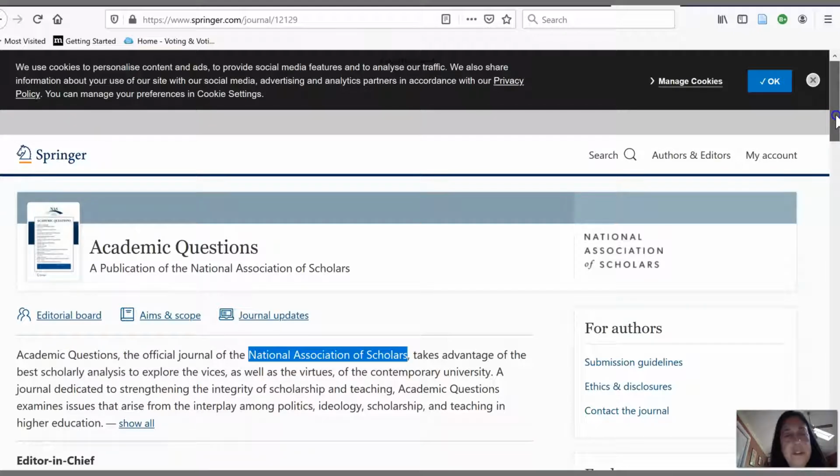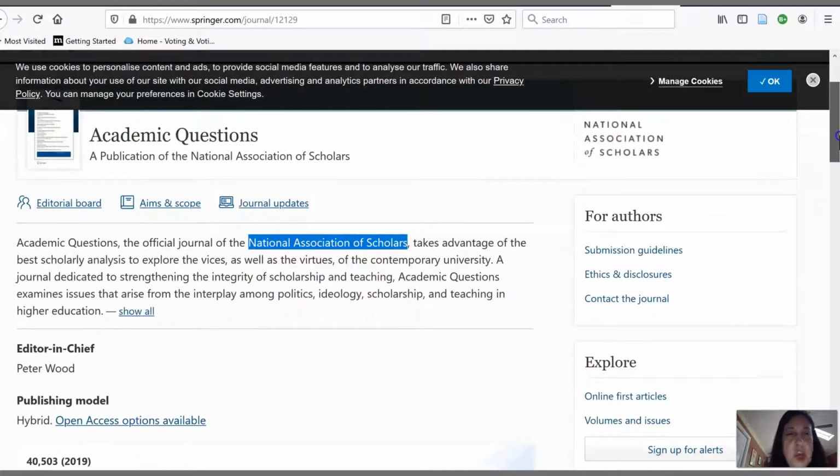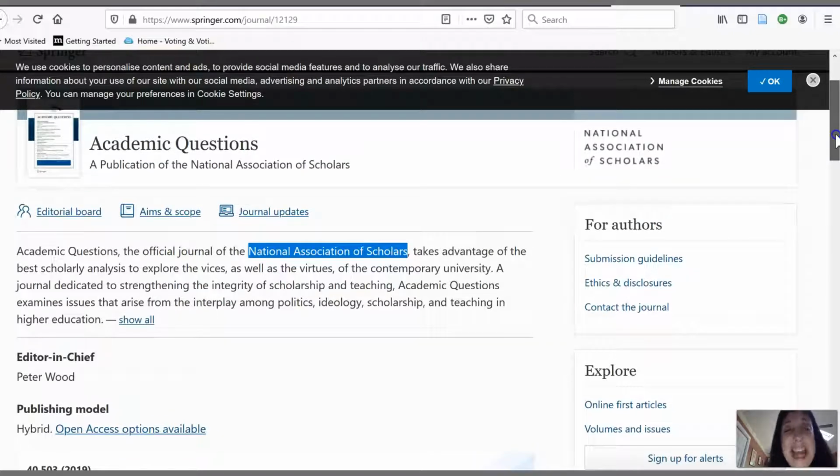They publish a lot of different journals, and copies of Academic Questions going back to the 1980s are in EBSCO. So EBSCO has deemed that this particular journal is fine. When I read the description, it tells me Academic Questions is the official journal of the National Association of Scholars, which takes advantage of the best scholarly analysis to explore the vices and virtues of the contemporary university. A journal dedicated to strengthening the integrity of scholarship and teaching. Well, nothing wrong with that.